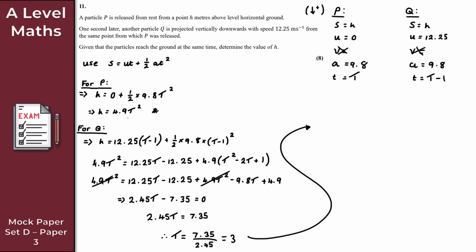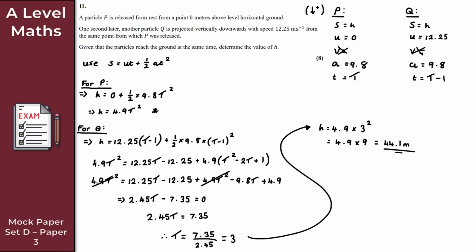H is equal to 4.9t squared. And we know then that t here is equal to 3. So h then is equal to, as we've just said, 4.9 times then 3 squared. Well, that's just 4.9 times 9. And 4.9 times 9, that gives me 44.1. 44.1 there. And that's in meters. And there we go. Bosh. Beautiful. Okay.